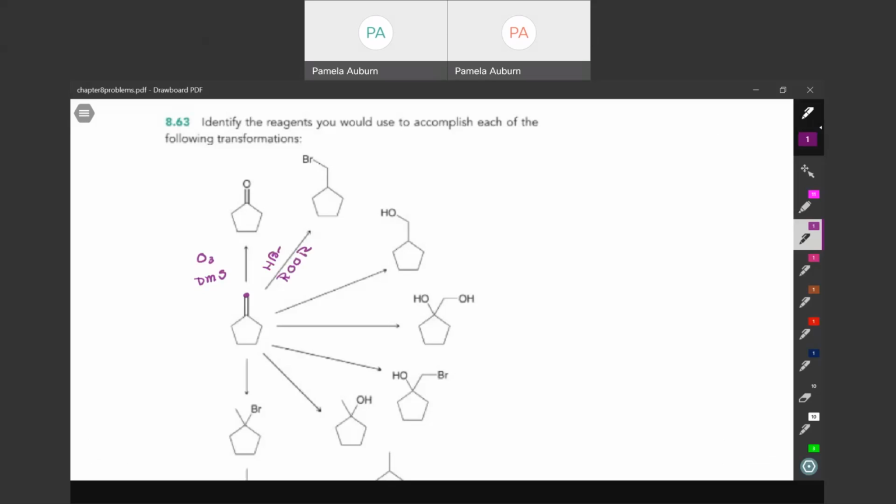In the third case, I'm doing anti-Markovnikov addition to install an alcohol, and that you do with BH3, THF, and then sodium hydroxide and peroxide.